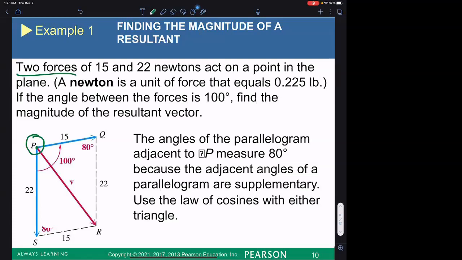And then they also tell us the angle between the forces is 100 degrees. So that means if I were to draw the direction of these vectors, I would need to draw those directed line segments so that they both begin at point P, because that's where the pressure is being applied. And then as they leave point P in these two different directions, there's a 100-degree angle between those two different directions.